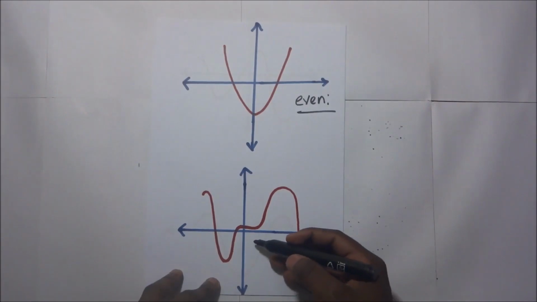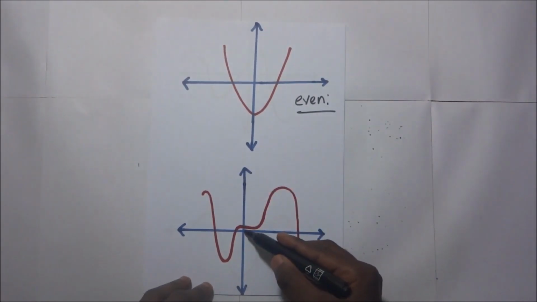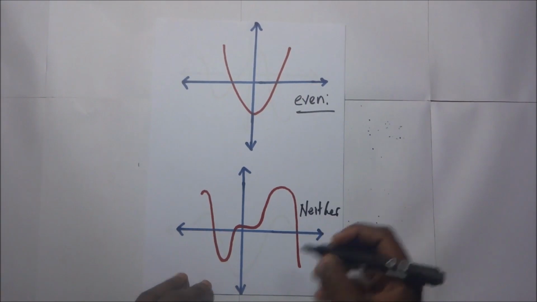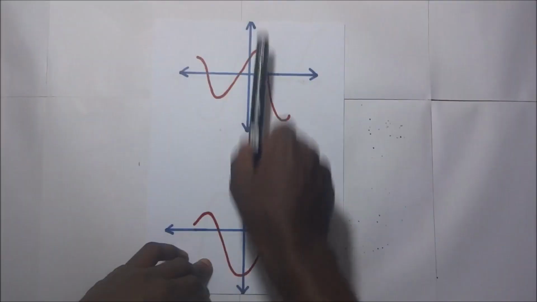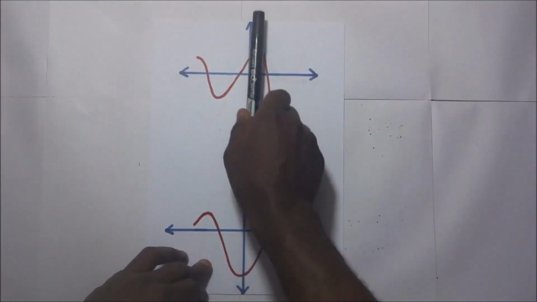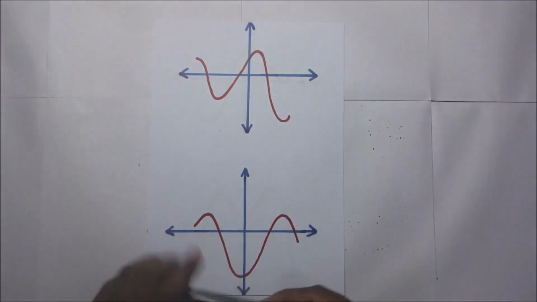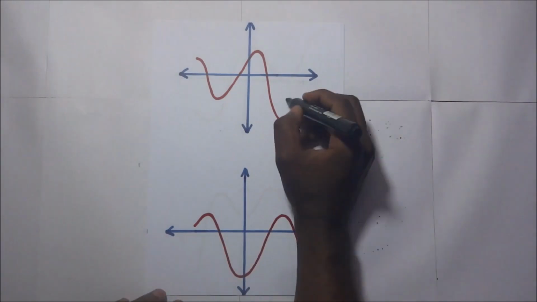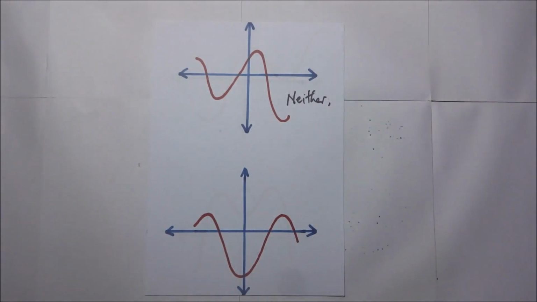Then if you look at this one, it is not symmetrical about the y-axis, and it does not have any rotational symmetry about the origin. So this one is neither odd nor even. Then we have this one right here. It's not symmetrical about the y-axis. In other words, the y-axis is not splitting it into two equal parts, and also it does not have a rotational symmetry about the origin. So this one is neither odd nor even.